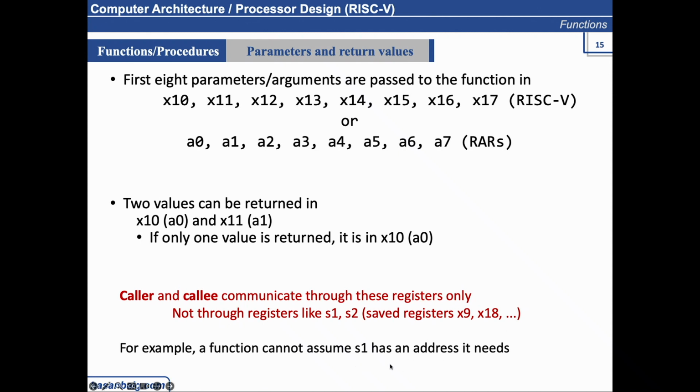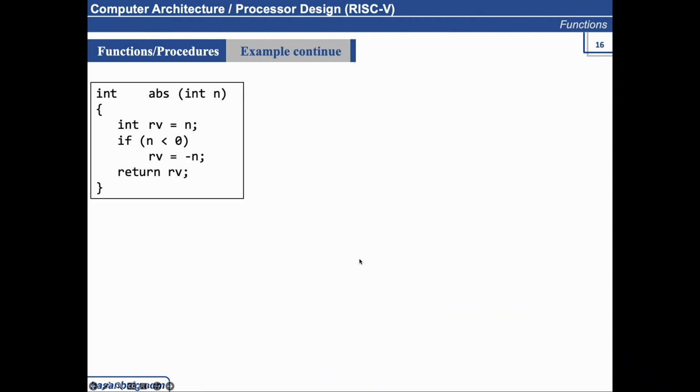A function cannot assume s1 has an address it needs. If you look at the reference sheet, s1 corresponds to saved register 1. So in order to pass values to the function, we cannot store our data in saved registers. We always have to pass the values into argument registers. So this was our program.